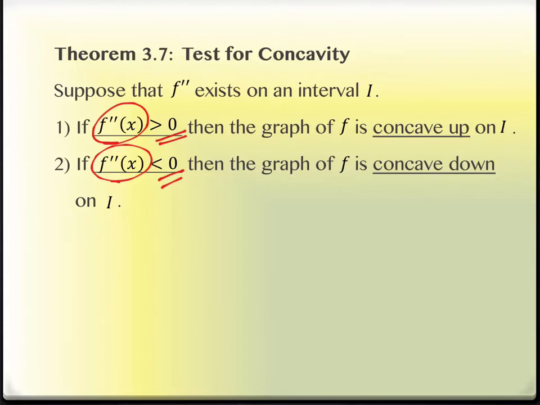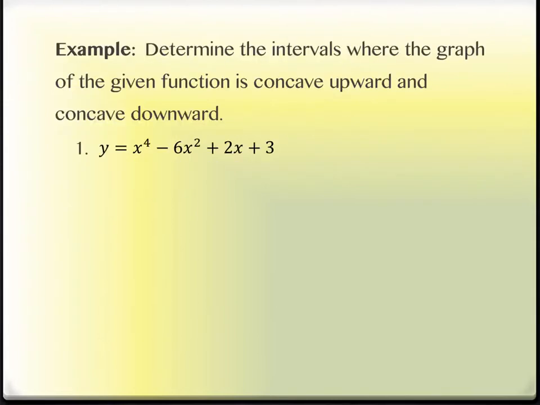So, in very much the same way that we were determining whether things were increasing and decreasing by taking derivatives and setting them equal to 0 and making sign charts, we can do the same sort of thing for finding if things are concave up and concave down. But instead of taking the derivative, we take the derivative of the derivative, or the second derivative, set it equal to 0 and create a sign chart. So, we're going to do that.